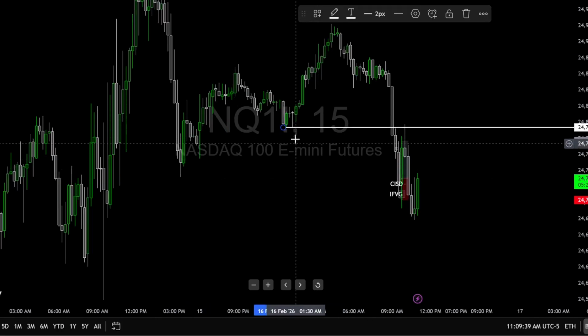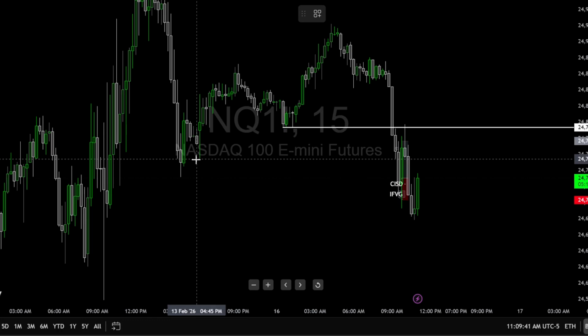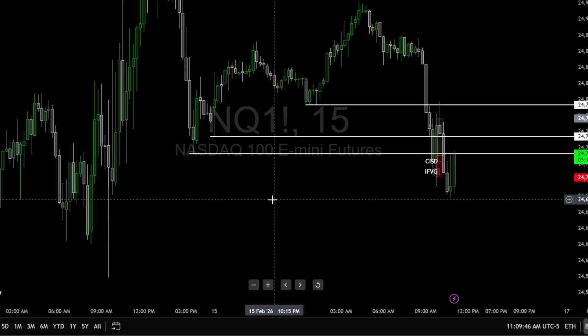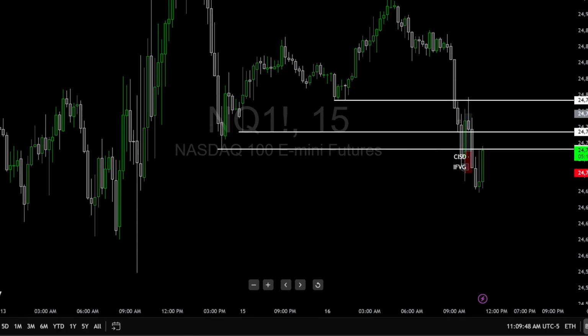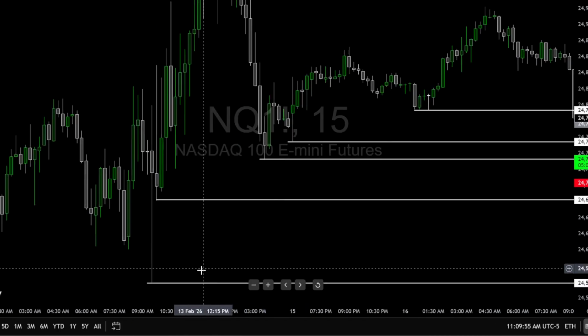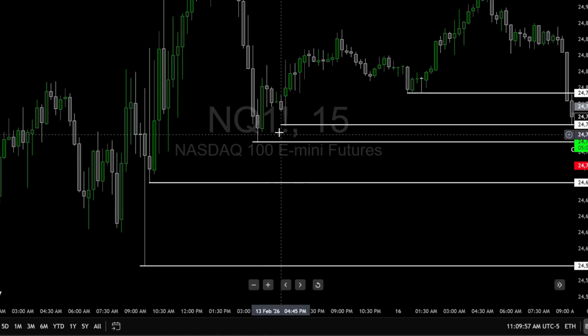We're going to look right here. We have these lows, mark those out. We have this low right here. We have this low right here. And then we also have this low right here, and then we have this low right here. So this one's obvious. These two are obvious.